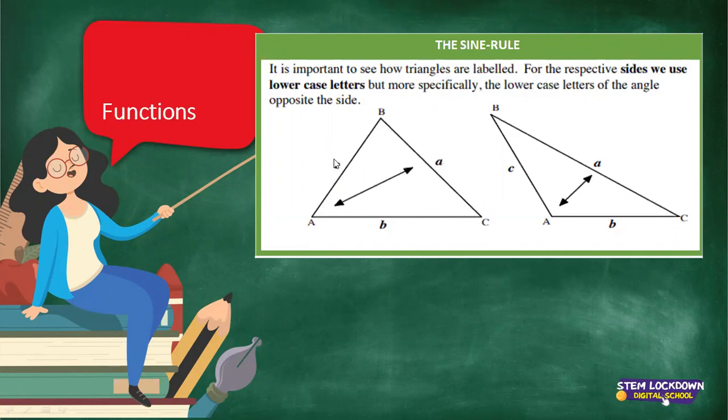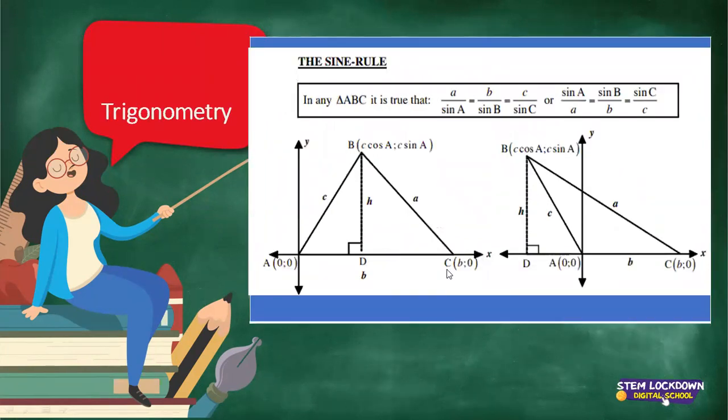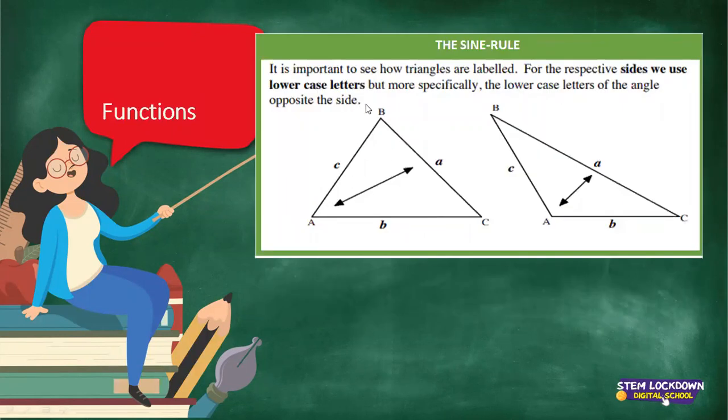And then the side facing angle C is the baby C, the small letter c. And then the side facing angle B: the angle is the capital, and the side is the small letter, or the baby one. So this is angle B, this is side b. This is our small c, for angle C, and this angle A, this is our small a. So this is how we label our triangle.